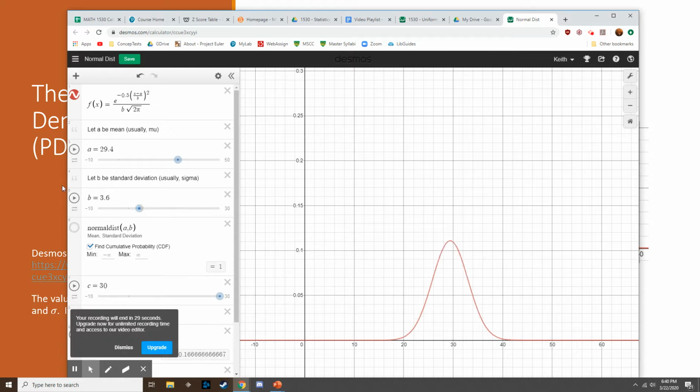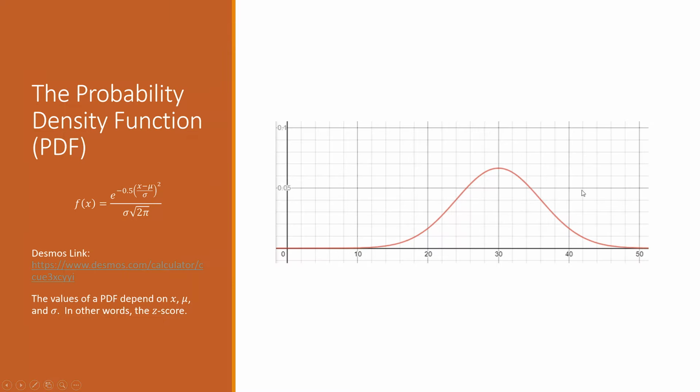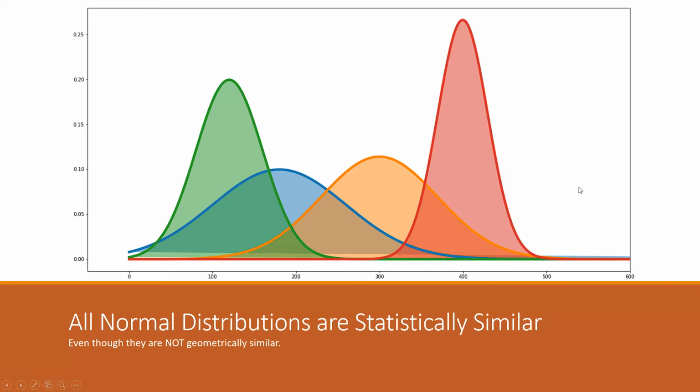And because everything depends on just those two values, I want you to recognize something. Every normal distribution that we will work with is statistically similar. They're not geometrically similar, right? They have some that are tall, some that are skinny. They're not geometrically similar, but they are statistically similar. You give me mu, you give me sigma, I can tell you everything about that curve. And that's what we're going to do for the next bit.